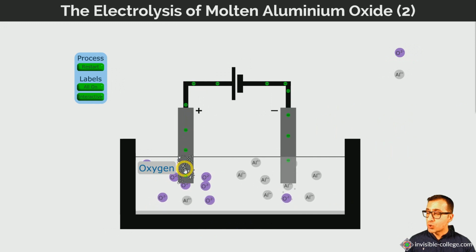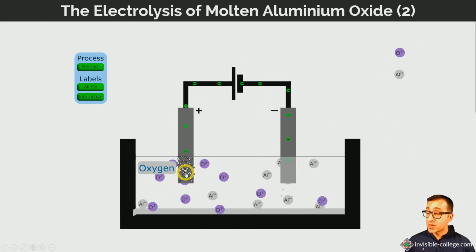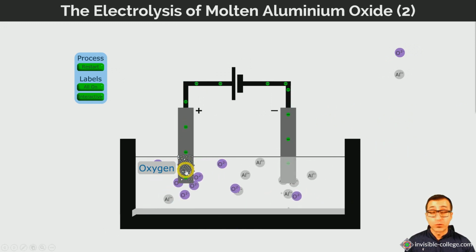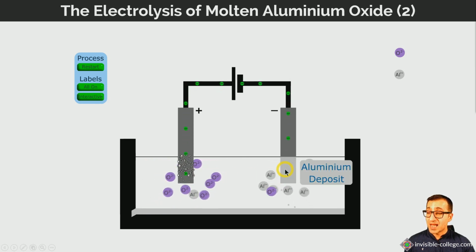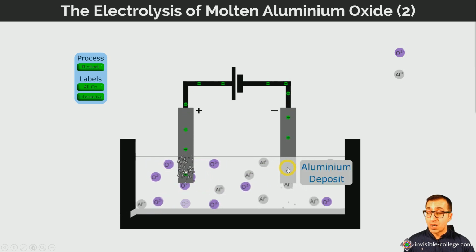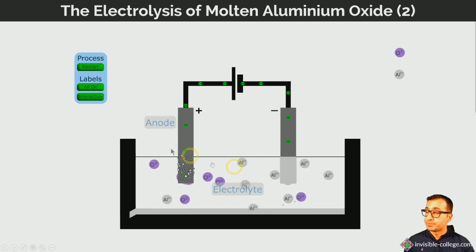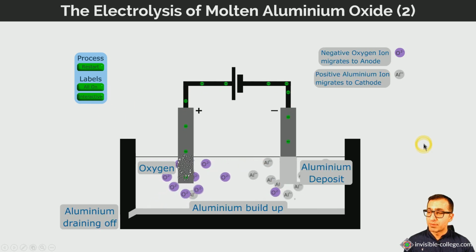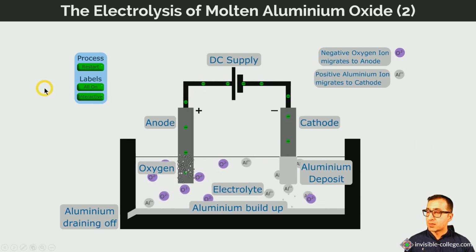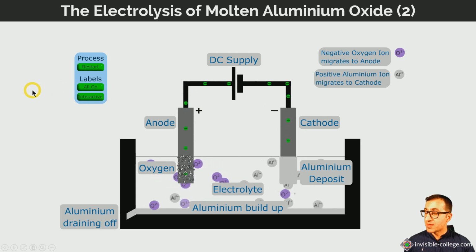Here we can see at the anode, oxide ions are giving up their electrons to form oxygen molecules. At the cathode, aluminium ions are gaining electrons to form aluminium. So again, this is a kind of simplified representation of the way that this works.